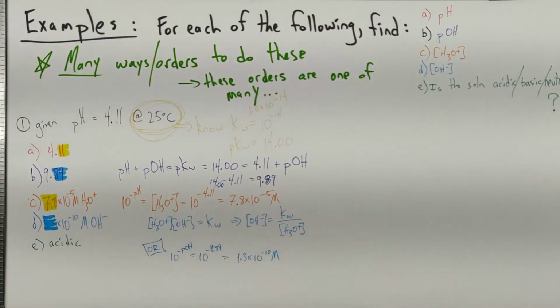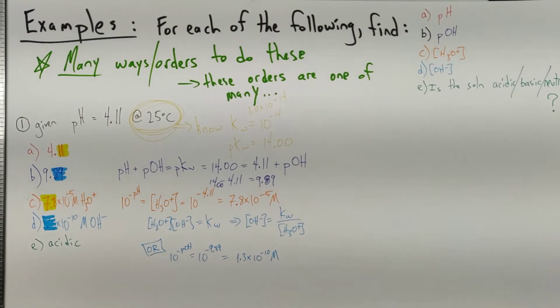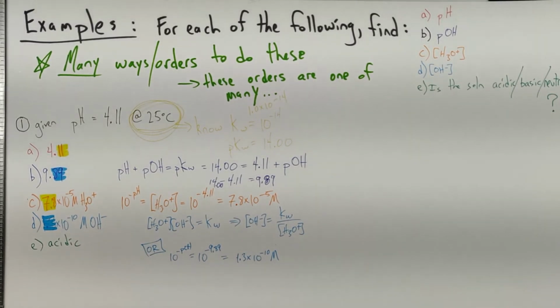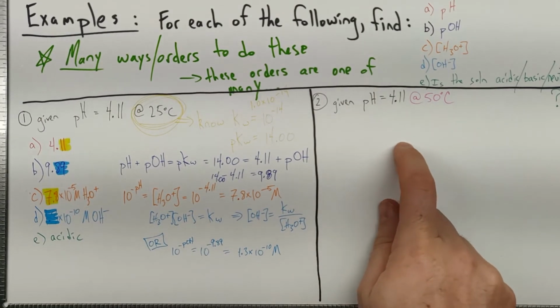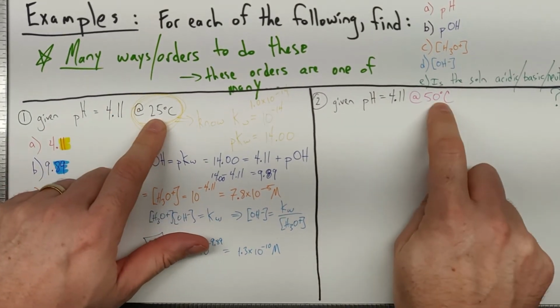So hopefully you're taking note at this point that there's not just one way to do these, and you're going to get the same answer regardless. So I'm going to set up our other problem right here, and then the page can look kind of messy. Our second problem here has a subtle difference. It's still the given pH of 4.11, but all of a sudden our temperature has changed.